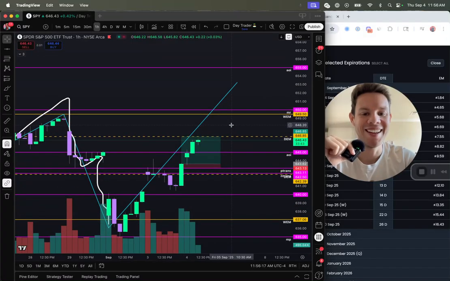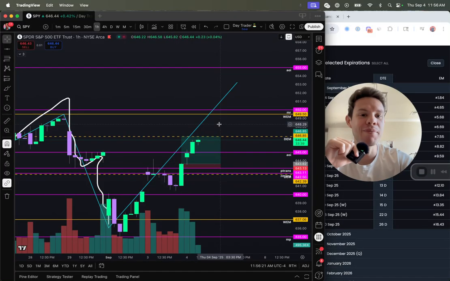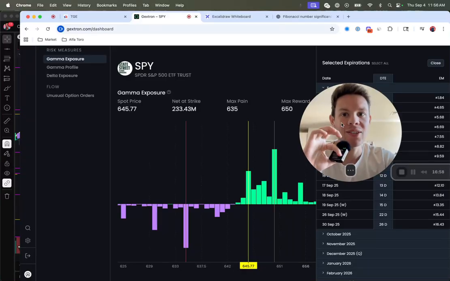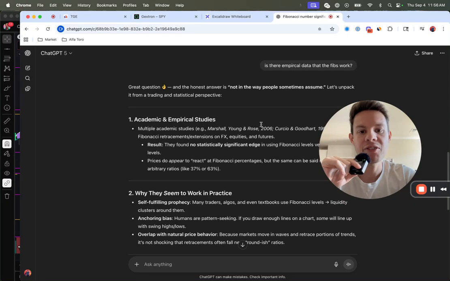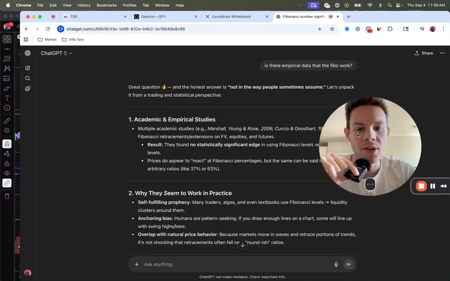Like I can't make this up. The fib lines would never be able to tell you this kind of prediction. That's why I don't trust the fibs, and I don't recommend that you use the fibs either. Okay, it's just setting up for failure, in my opinion. And the fact that ChatGPT said that there's no empirical data, no academic or empirical studies, just lets me know that this is just all lies. And if anybody tells you otherwise, tell them that they're a liar.